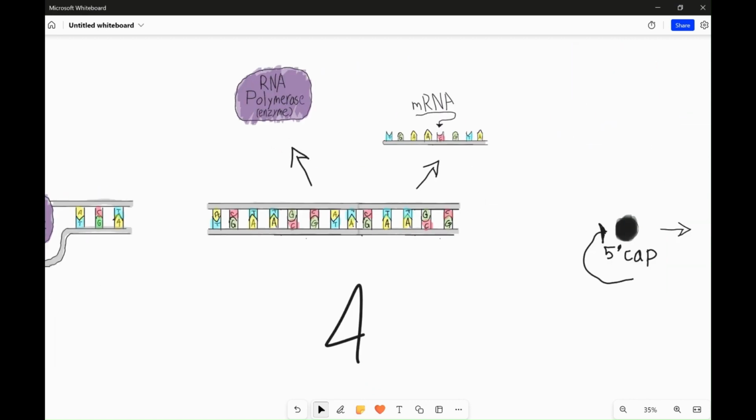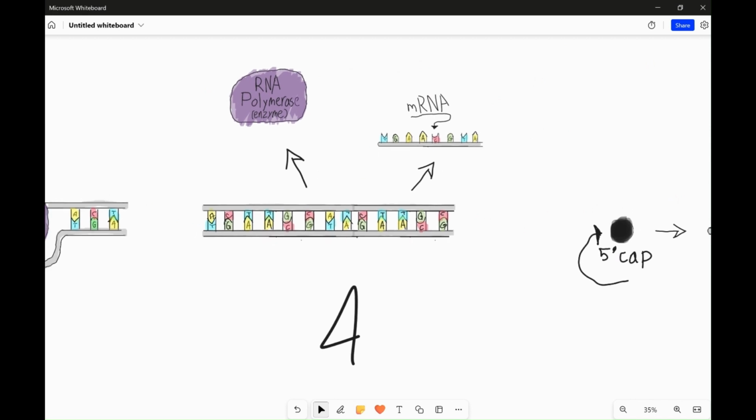In the next part, the RNA leaves, and the RNA polymerase leaves, and the DNA zips back together. This is called termination.